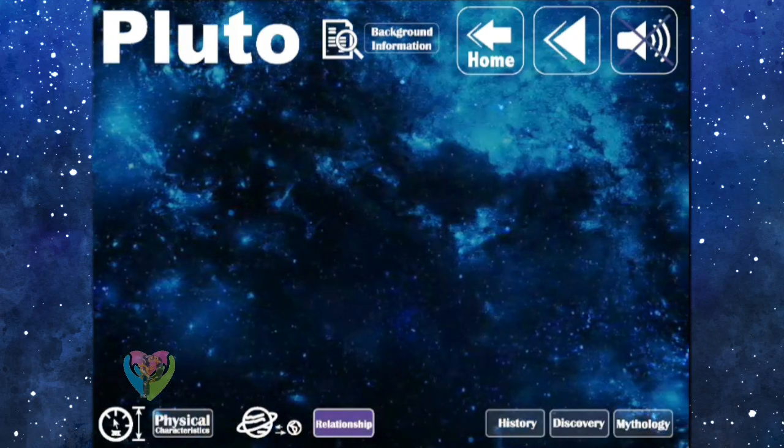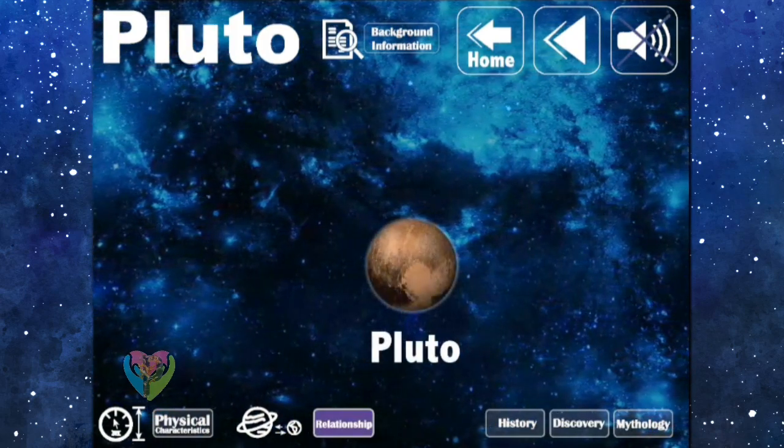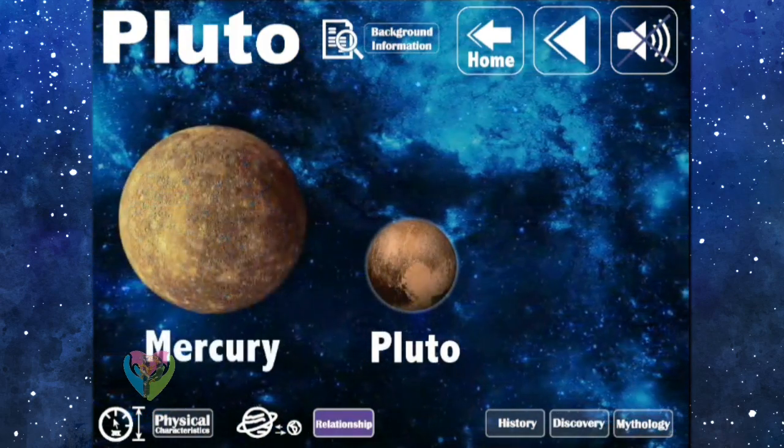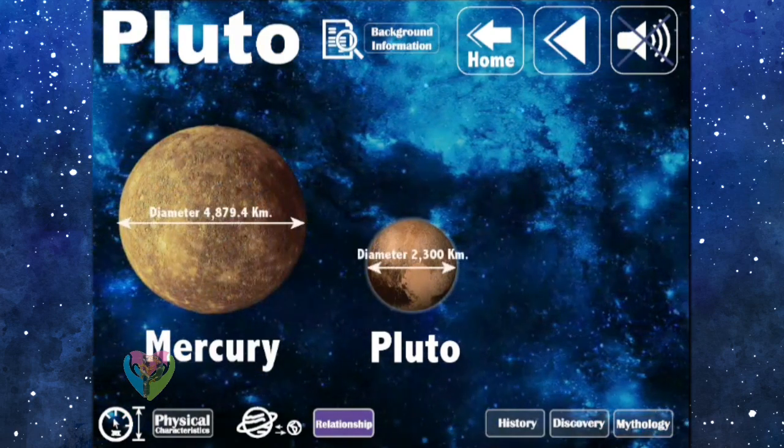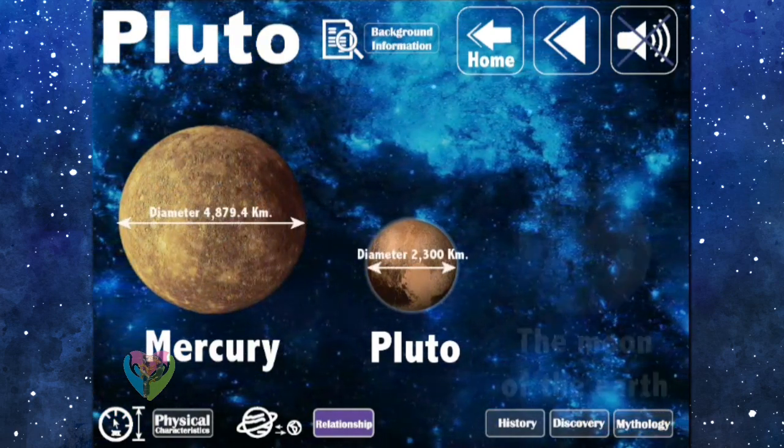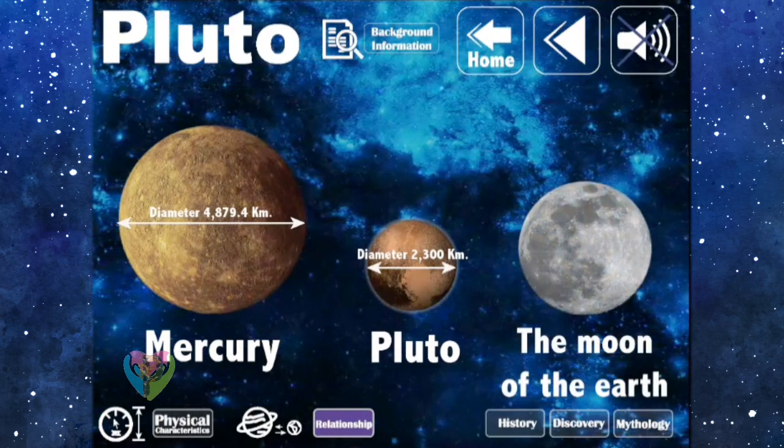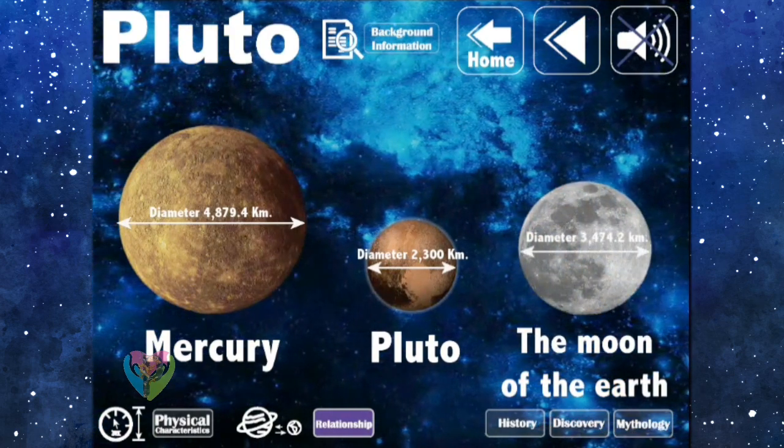1929. Relationship. Pluto is very small when compared to the size of Mercury, as Mercury is 2 times bigger than Pluto. Pluto is even smaller than the moon of the Earth. When compared to the moon of the Earth, it is 1.5 times bigger than Pluto.